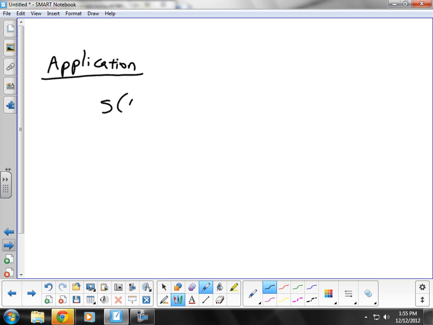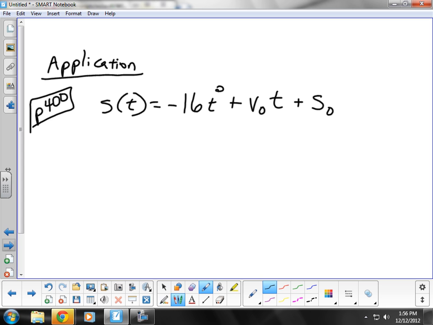The position of a falling object. So if something's falling, gravity's pulling on it, right? The position function is -16 t squared plus the initial velocity times the time plus the initial height. And that is on page 400 if you want to look it up for yourself with all the words and the explanations. That's in feet. Now, if it was meters, it'd be something different, right? The position, the height of the object at any given moment.